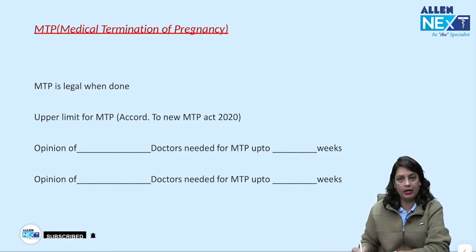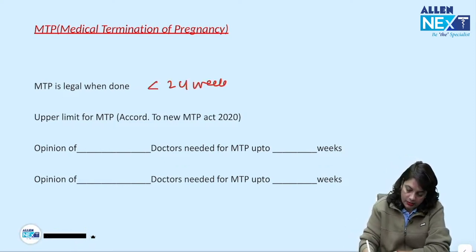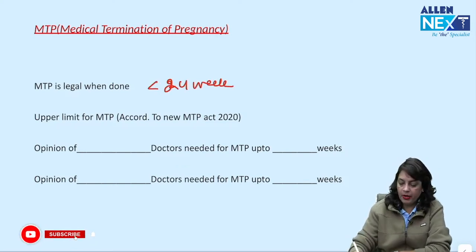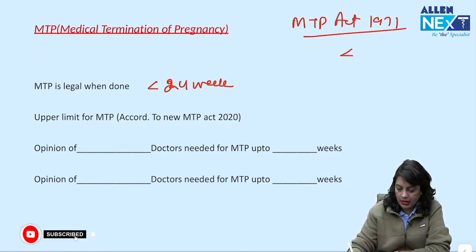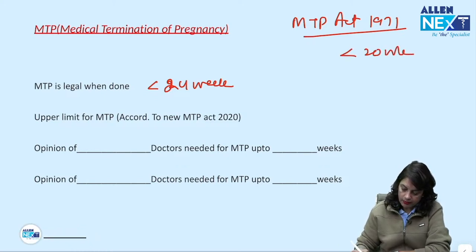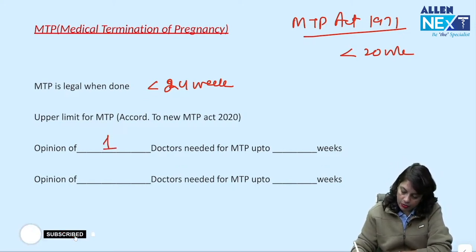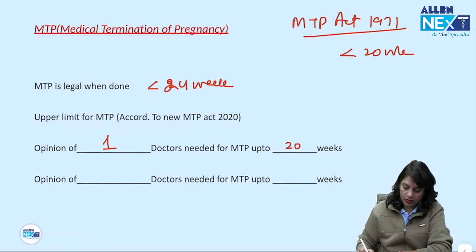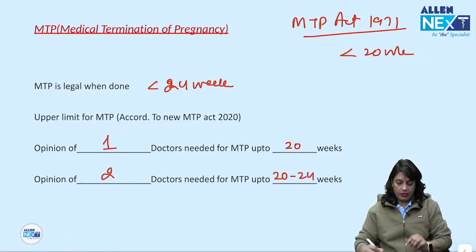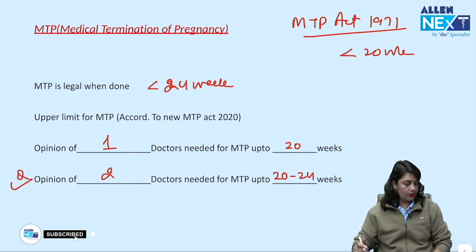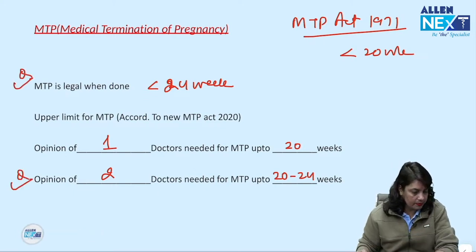MTP is legal according to the latest MTP Act 2020 or 2021. It is legal up to 24 weeks. Okay, previously in MTP Act 1971, MTP was legal in less than 20 weeks. Okay. Now, opinion of how many doctors needed for MTP. Opinion of one doctor needed when you're doing MTP up to 20 weeks. Opinion of two doctors needed when you're doing MTP between 20 to 24 weeks. Question asked in FMGE exam.